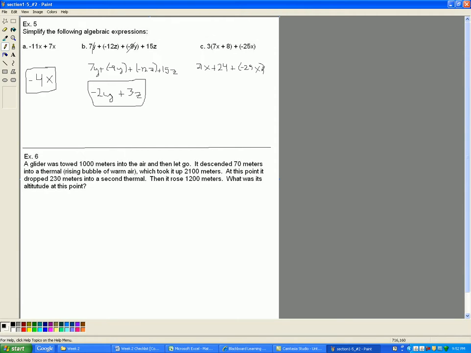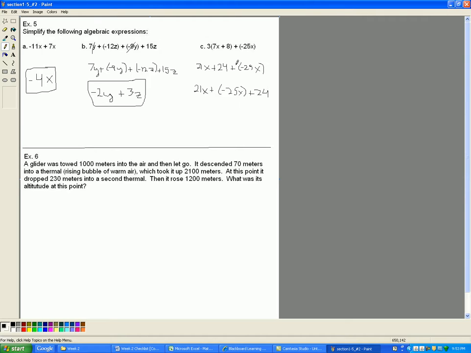Now we're going to use the commutative property to bring the x's close to each other. So we have 21x plus negative 25x plus 24.